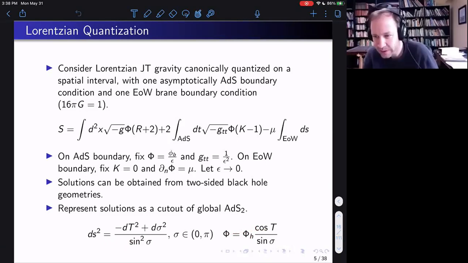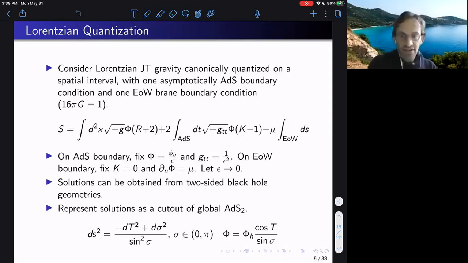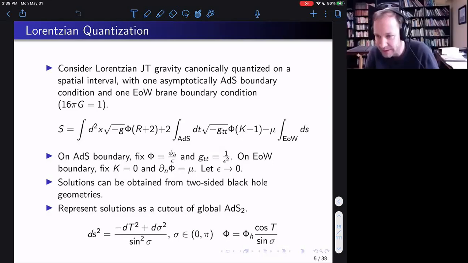Sorry, I have a quick question. Sure. Could you just comment on your choice of boundary conditions at the end-of-the-world brane? Is that the only option, or what are the sort of consistent things you could have done based on the variational principle?